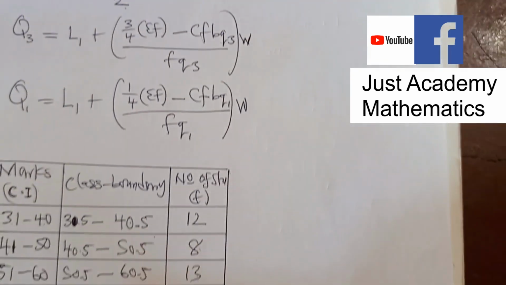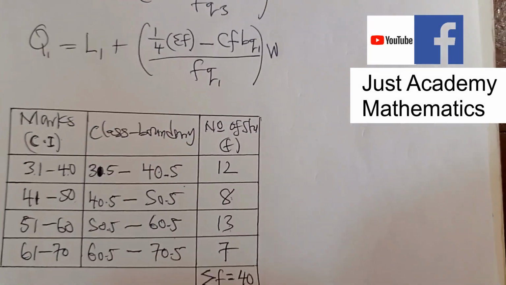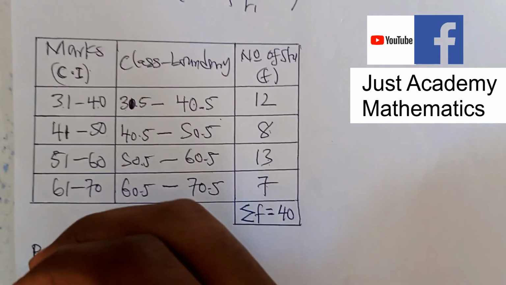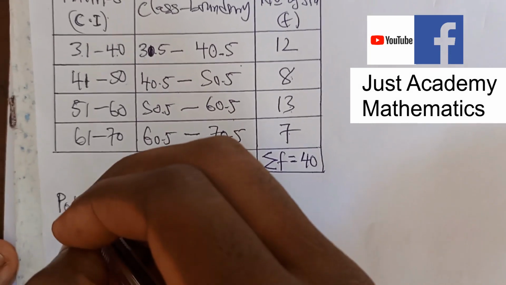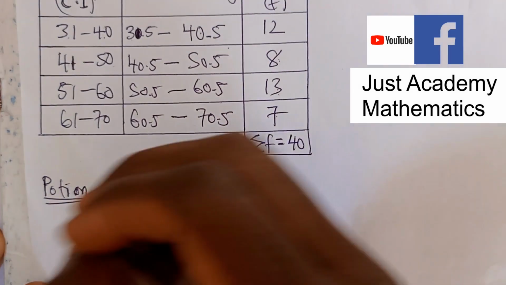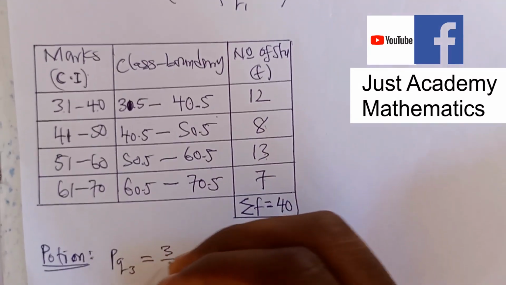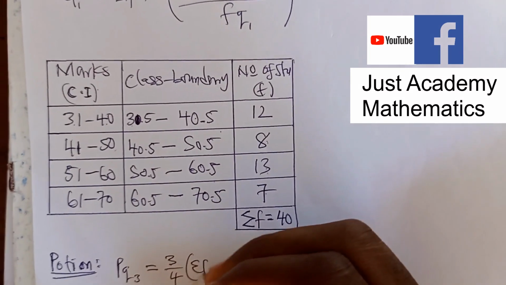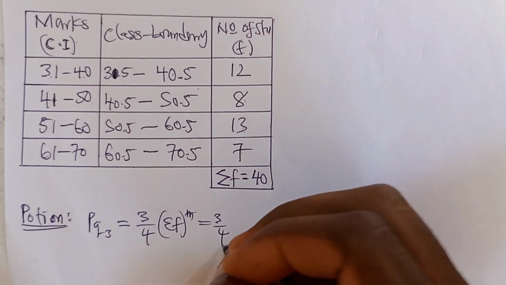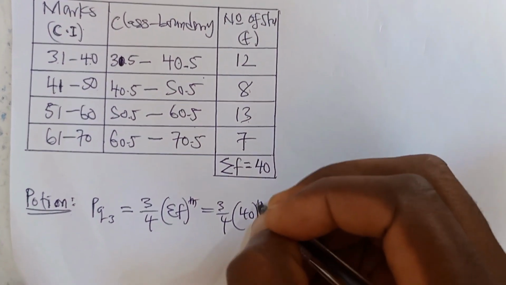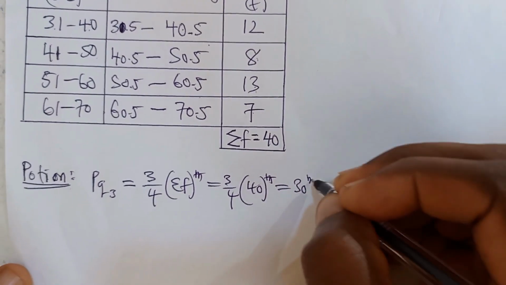But before we do that, we need to know their position. Position of Q3, not the answer. What is the position of Q3? P of Q3 is equal to 3 over 4 times the total frequency. So the position of Q3 means 3 over 4 times 40. 40 divided by 4 is 10, and 10 times 3 is the 30th position.